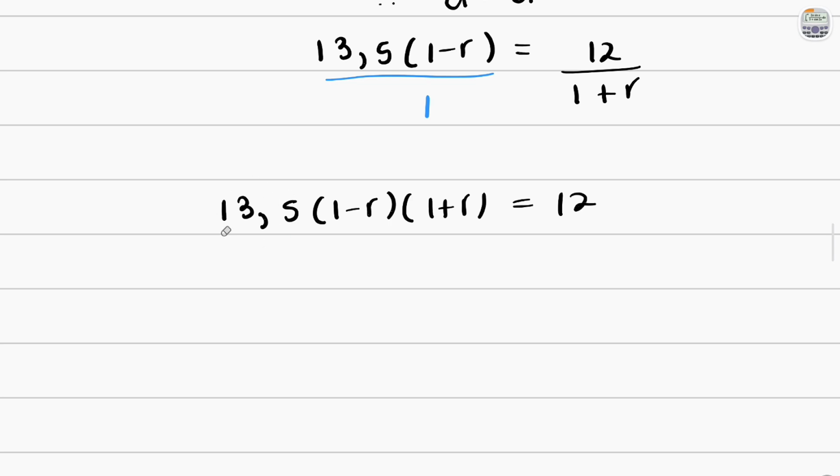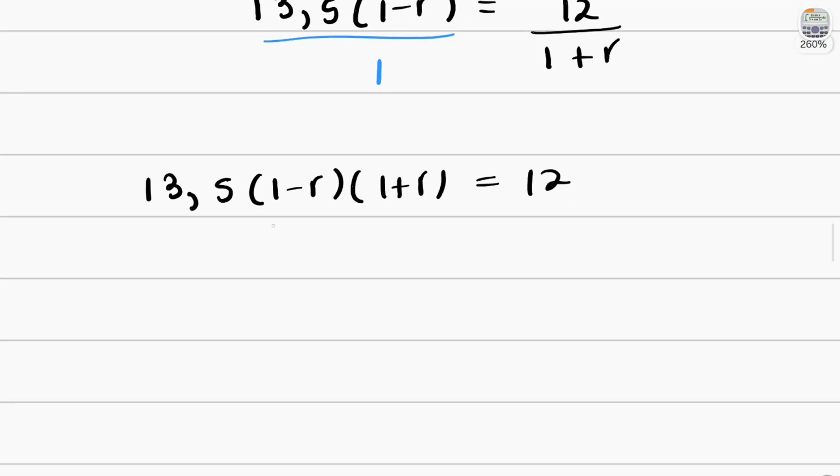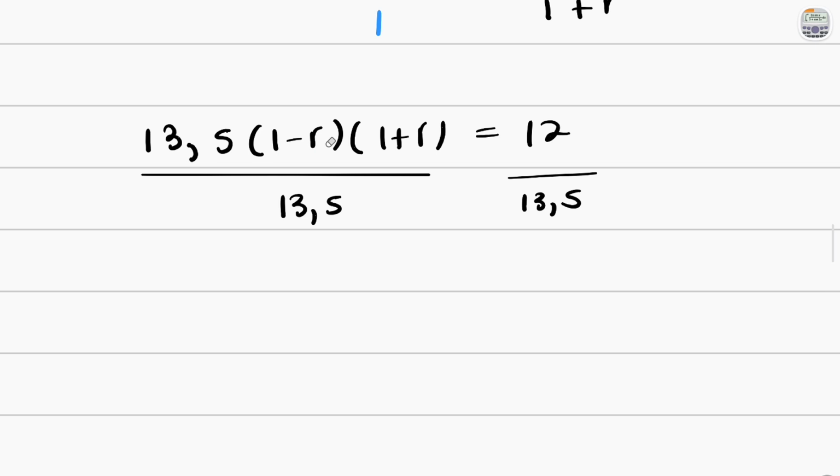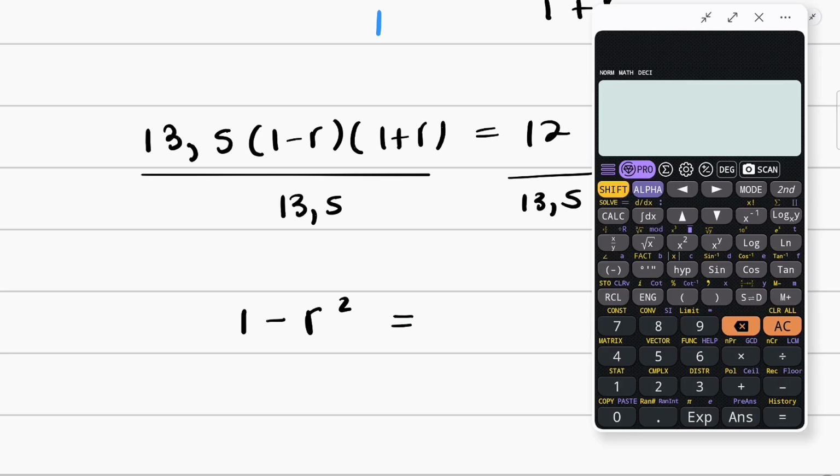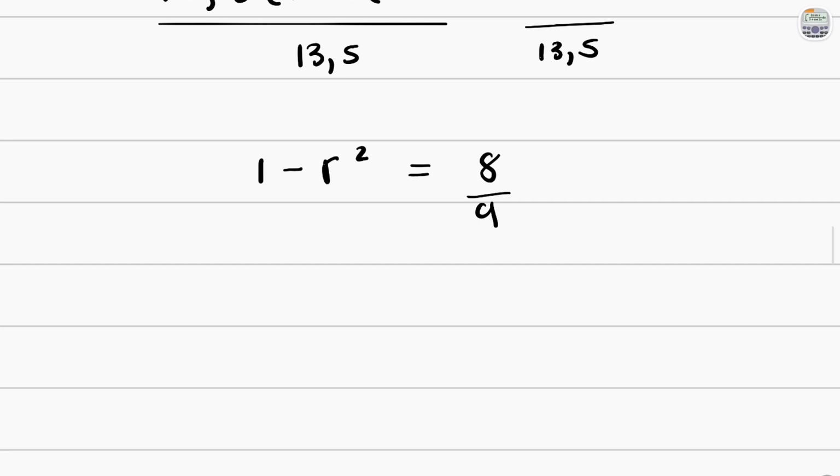Now we can get rid of that 13.5 by dividing both sides by 13.5, and we'll rewrite that as well. So this is divided by 13.5. Now 1 minus r and 1 plus r is the product of factorizing a difference of 2 squares. So that is 1 minus r squared is equal to, and let's find out what 12 divided by 13.5 is. As a fraction, that's 8 over 9.